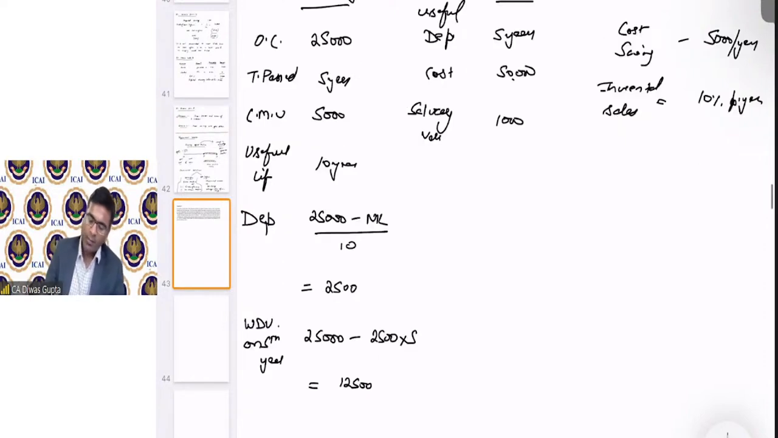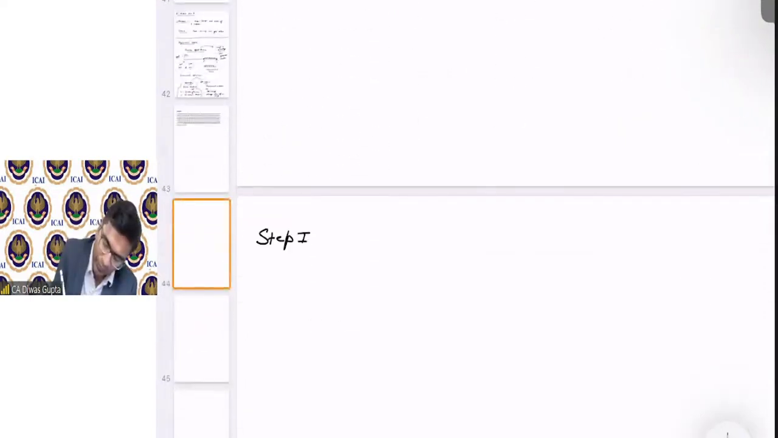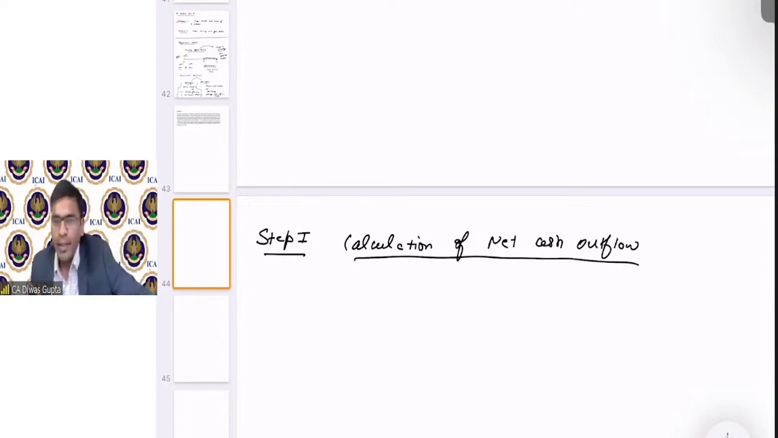So let us follow the steps. Step one. And these are simple steps that can be applied in any situation. Calculation of net cash outflow, right?